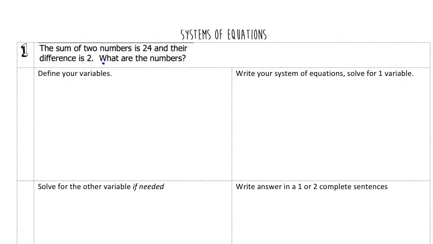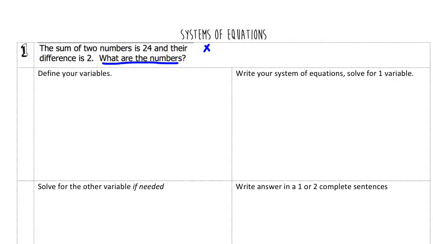This first problem: the sum of two numbers is 24 and their difference is 2. What are the numbers? Okay, so it wants to know what are the numbers, which means our unknown is the value of the numbers. So if we want to define this, we can very simply.